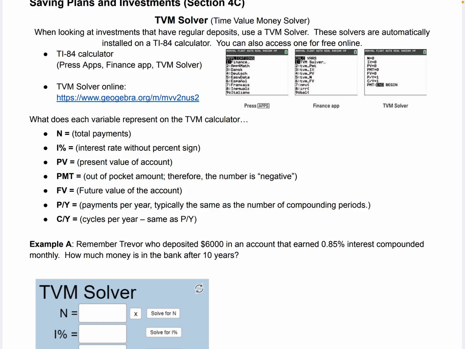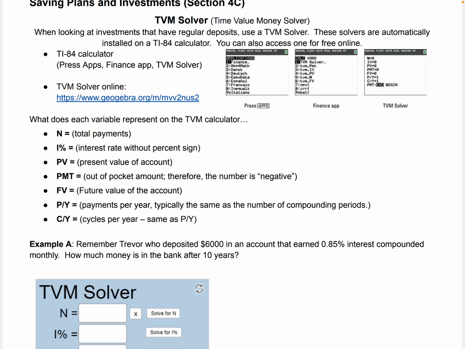In this video, we are going to be introduced to the ever helpful TVM solver. TVM is time value of money, and this is a hugely helpful calculator that will basically do most of our finance calculations so we can avoid using some complex formulas. Basically, for any type of account that has interest applied at regular intervals, if we're depositing money at regular amounts, or if we're making loan payments at regular amounts, this is the calculator for us.